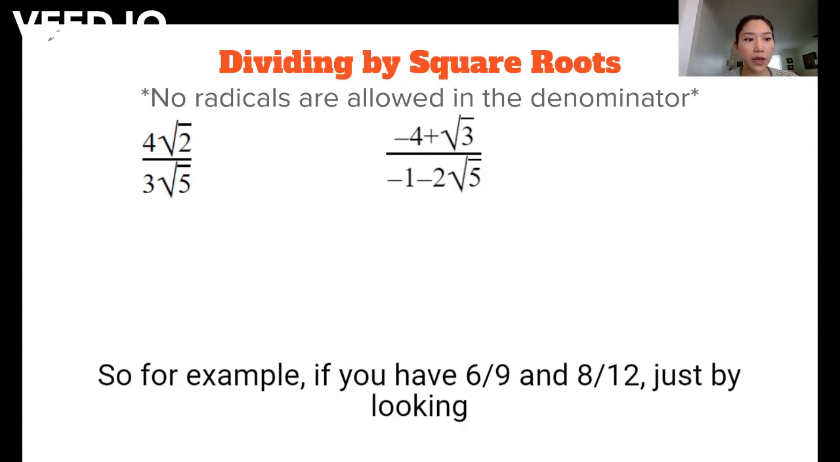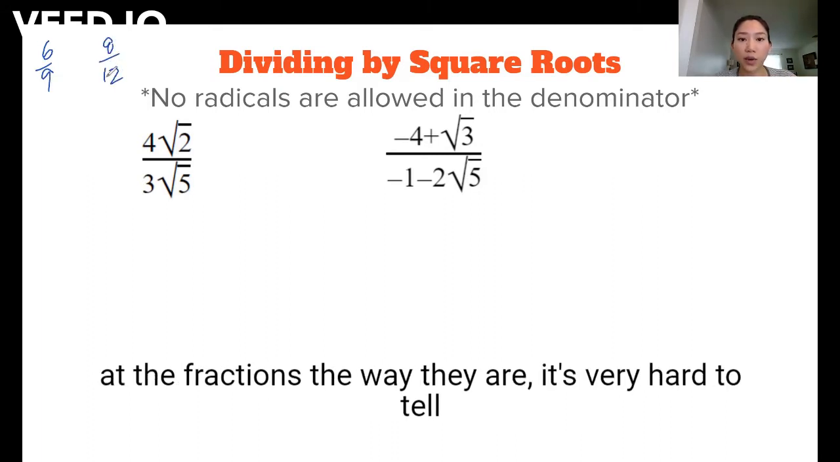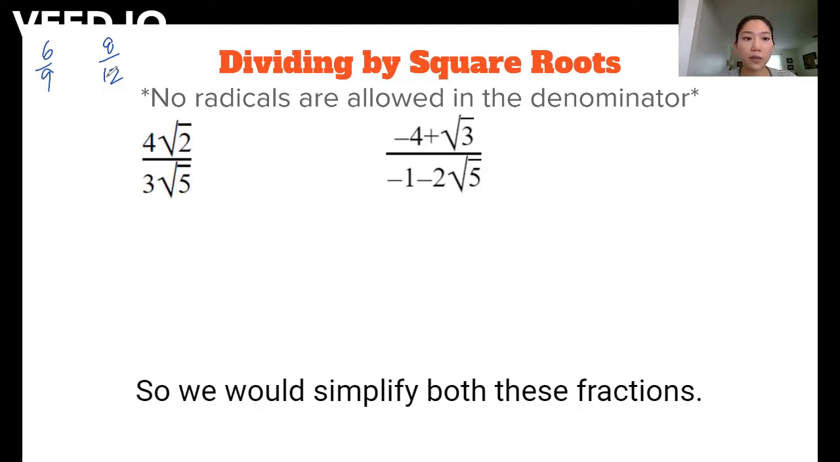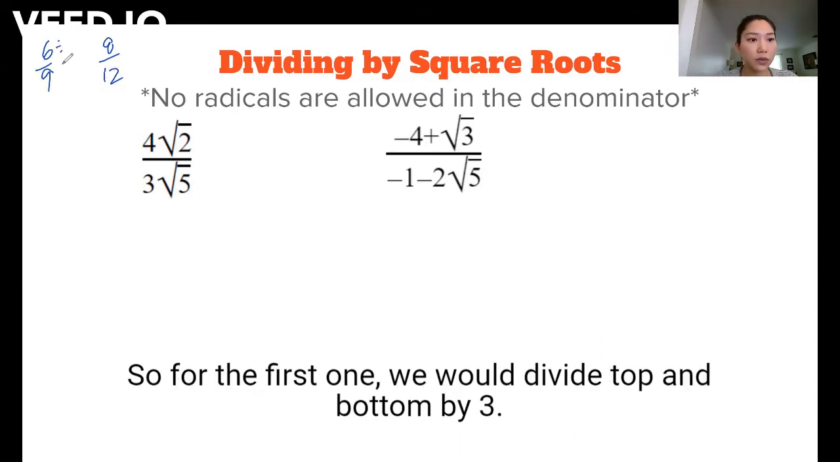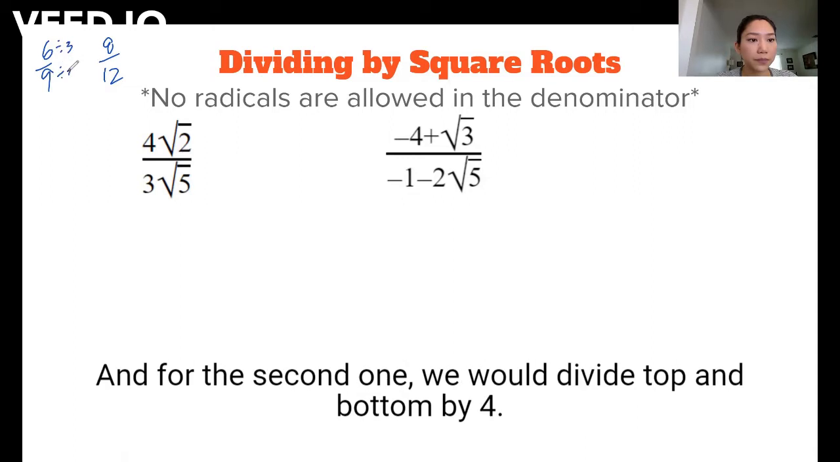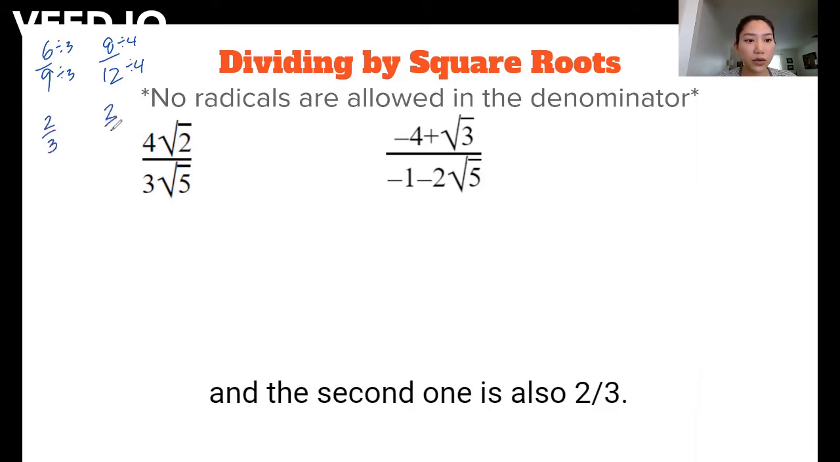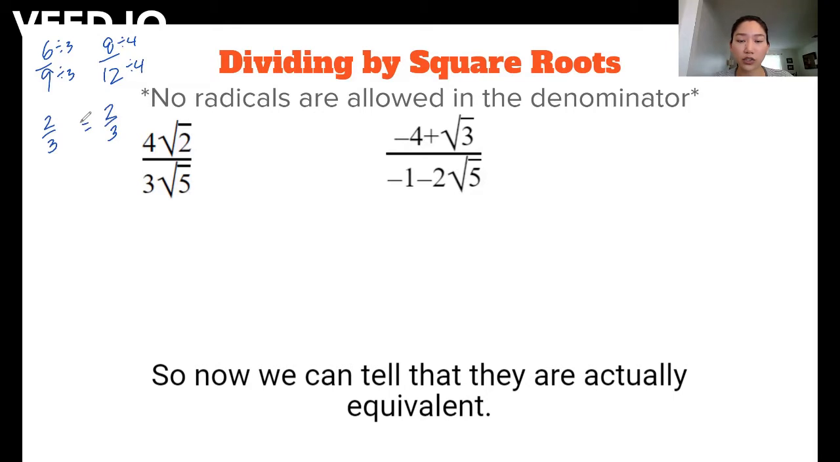So for example, if you have 6/9 and 8/12, just by looking at the fractions the way they are, it's very hard to tell if they are actually equivalent or not. So we would simplify both of these fractions. For the first one, we would divide top and bottom by 3. And for the second one, we would divide top and bottom by 4. And so for the first one, you'll see that it's 2/3, and the second one is also 2/3. So now we can tell that they are actually equivalent.